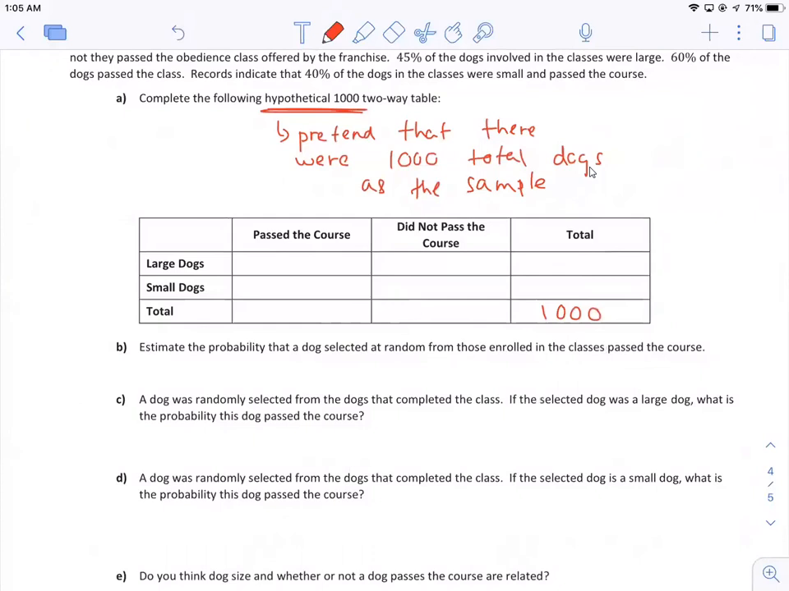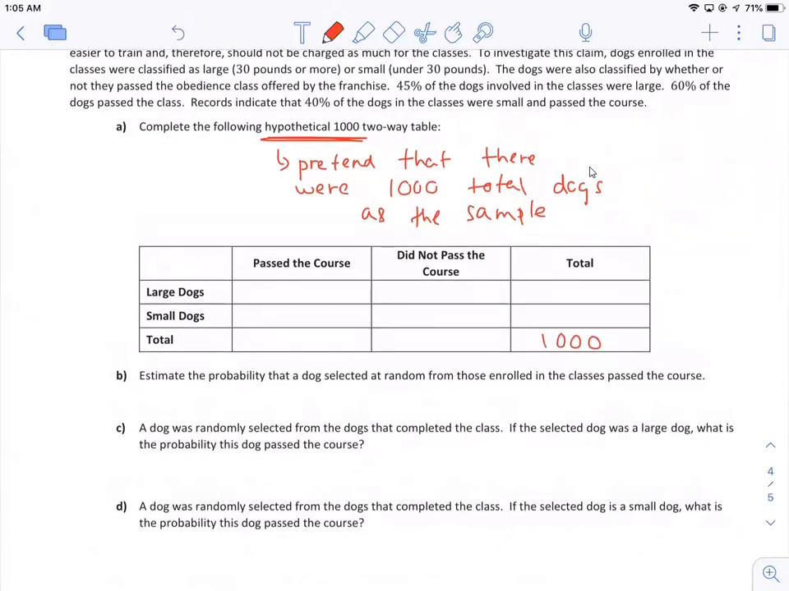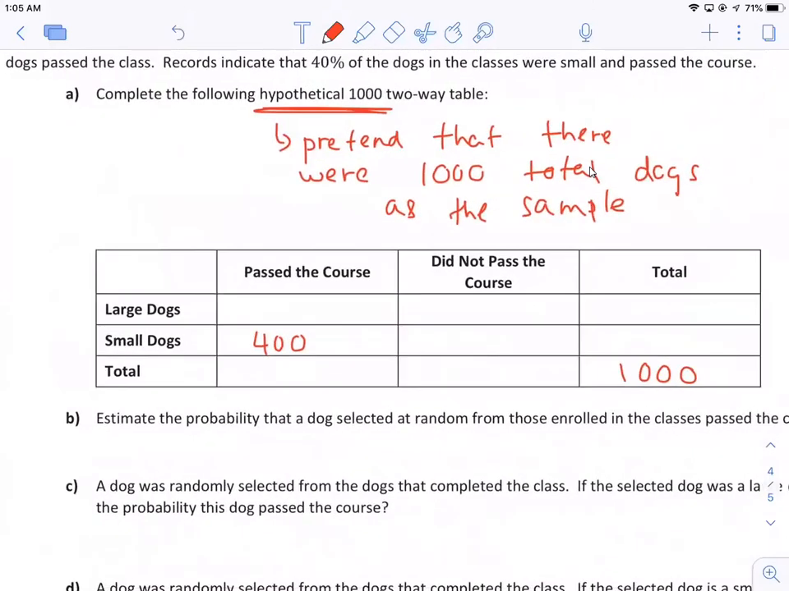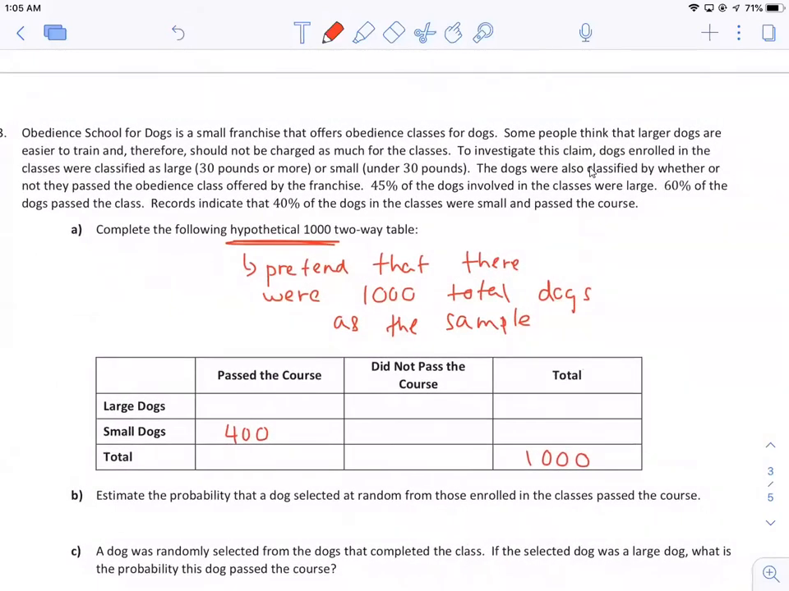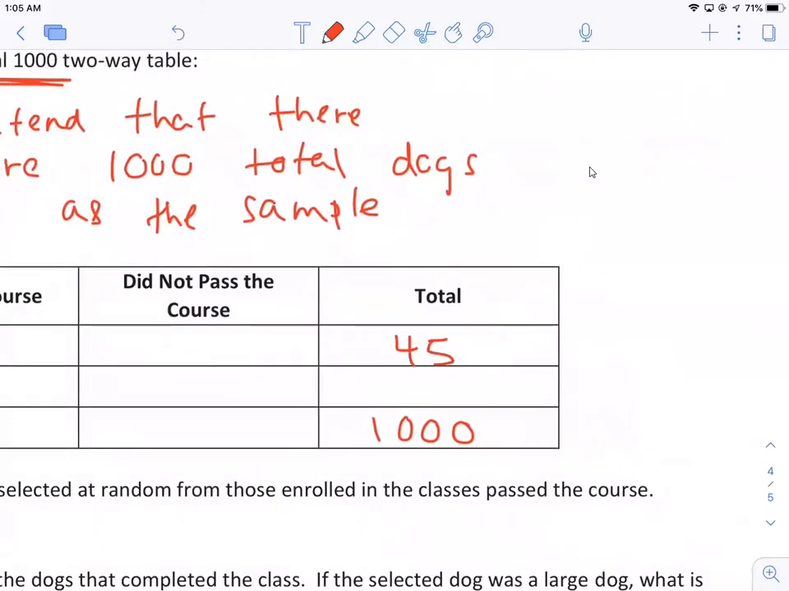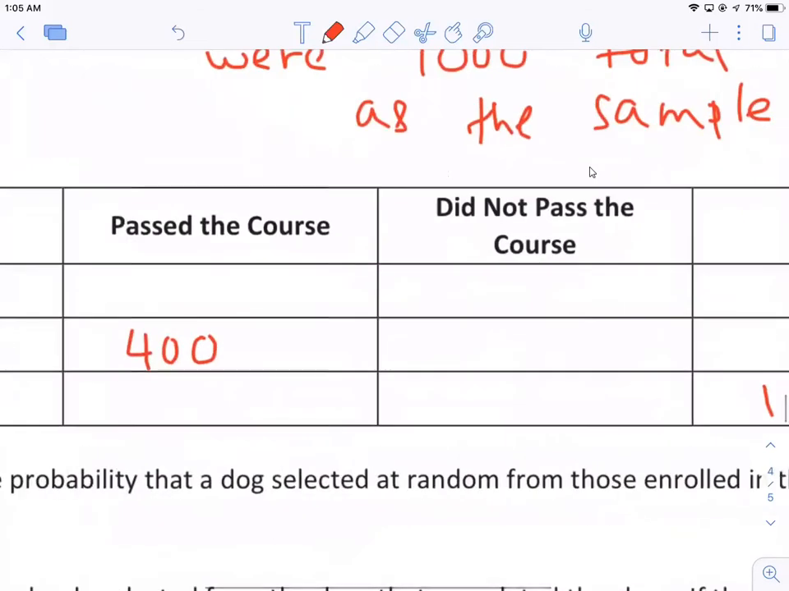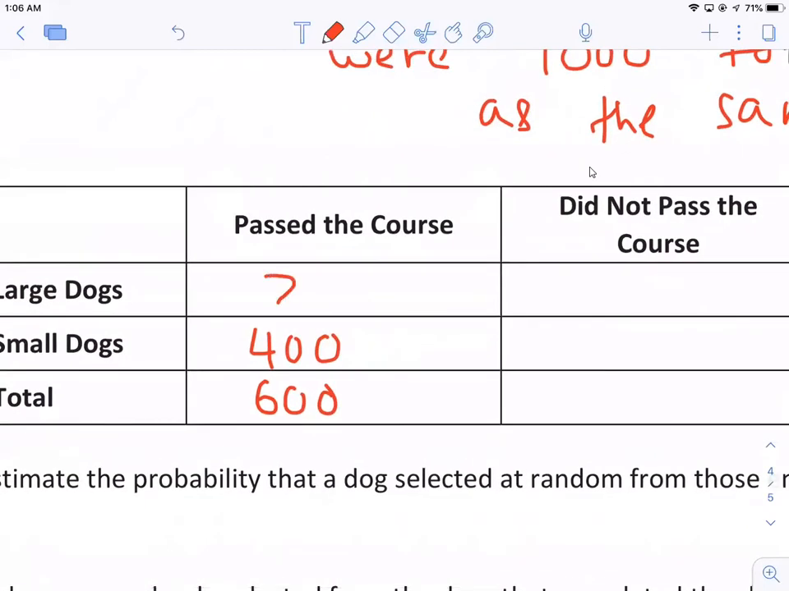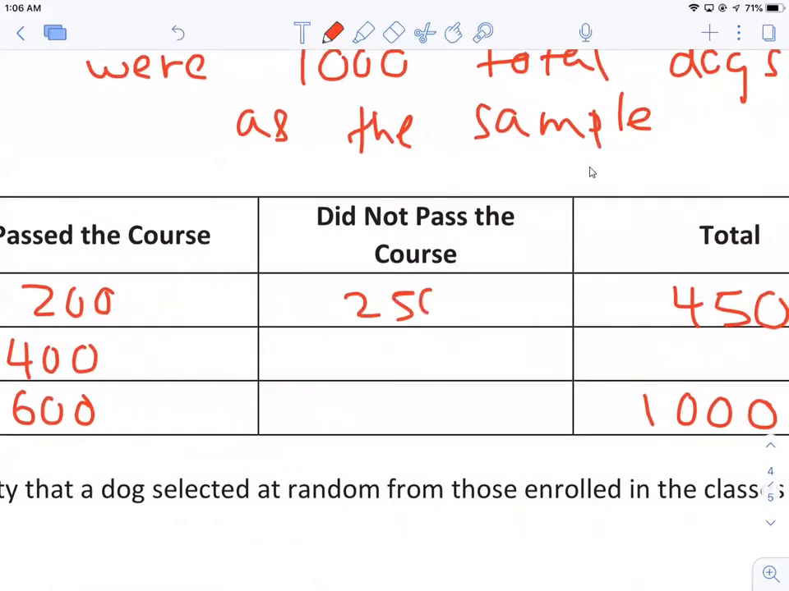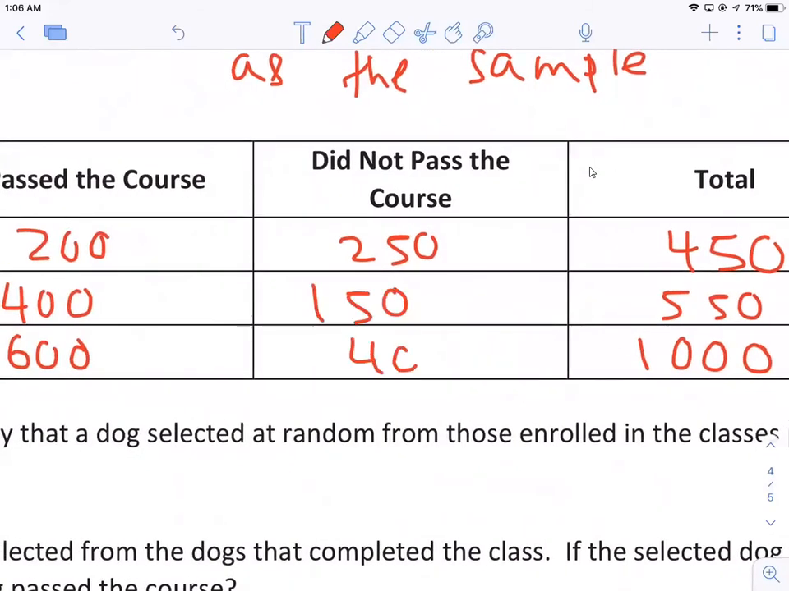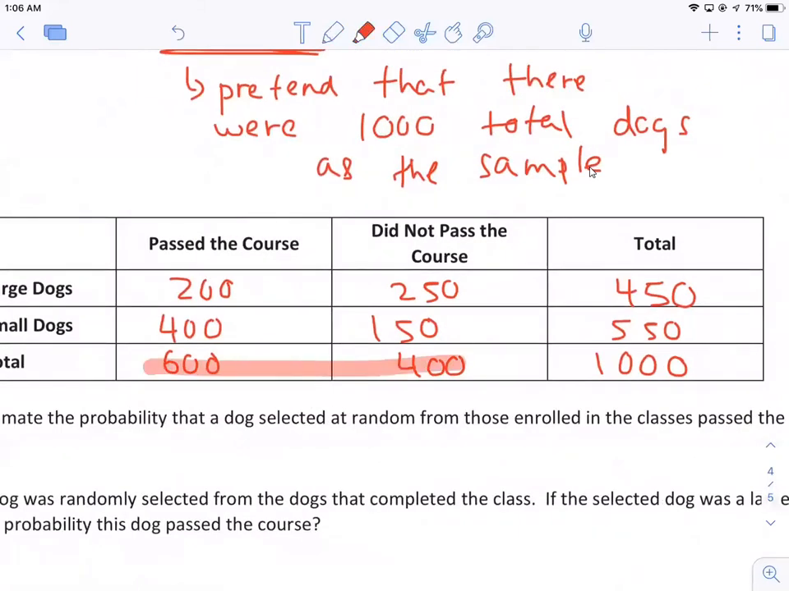All right, so let's fill in this table now. 40% of the dogs in the class were small and passed the course. So that's going to be 400 here, right? Because 40% of 1,000 is 400. And 45% of the dogs involved in the classes were large. So that's going to be 450 here. And 60% of the dogs passed the class. And so this is going to be 600, which makes that 200, which makes this 250, which makes this 550. That makes this 150, and that's 400. And you should always just double check. Does 600 plus 400 equal 1,000? Yes. Does that plus that equal 1,000? Yes.